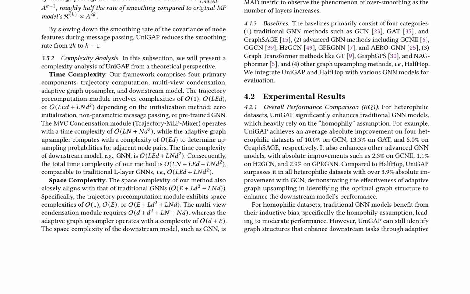Overall, UniGAP is a universal and adaptive graph upsampling approach that can effectively mitigate oversmoothing in node classification tasks and enhance the performance of various GNN models. Its ability to learn the optimal structural representation for downstream tasks and adaptively change the node's receptive field makes it a valuable tool for graph neural network research.